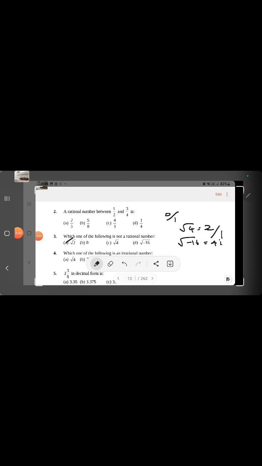Okay, so what is the question? Not a rational number means it is an irrational number. Root 2 is obviously an irrational number. Okay. Now, what is the fourth question? Which one of the following is an irrational number? Irrational number means square root of some value. Okay, so here root 4 is 2 and root 100 is 10 and root of 0.64 is 0.8. Okay, so these are not irrational.